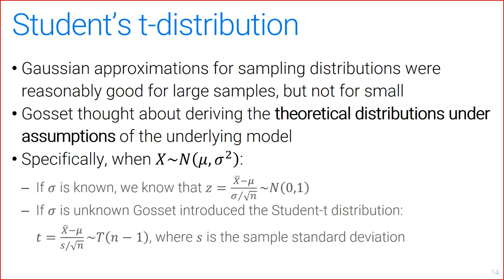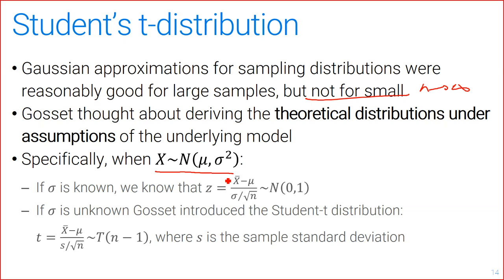So again, with a little more understanding, what we saw is that Gaussian approximations are okay, but not for small samples, because everything is in the limit. As n tends to infinity, we know it's Gaussian, but what about a small sample? So Gosset started to work on the theoretical distributions of different statistics under a certain assumption of the data generating process. Specifically, when we assume that the data are normally distributed, with a Gaussian distribution, what he found out is the t-distribution.